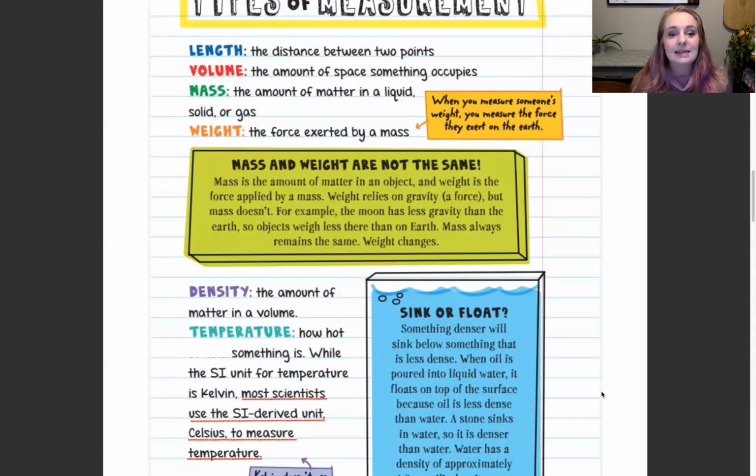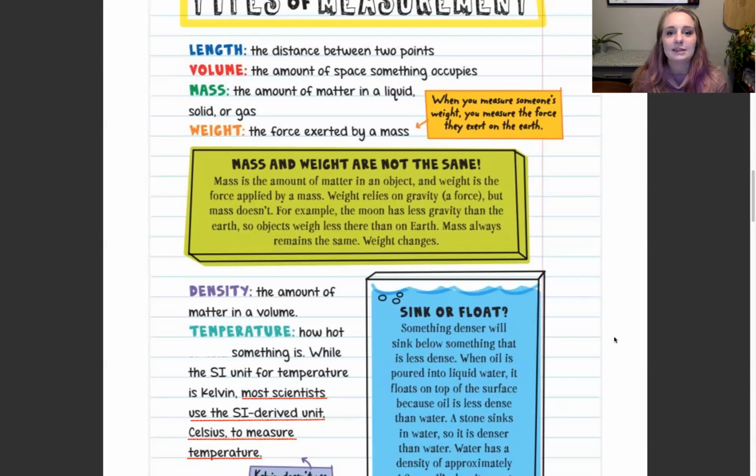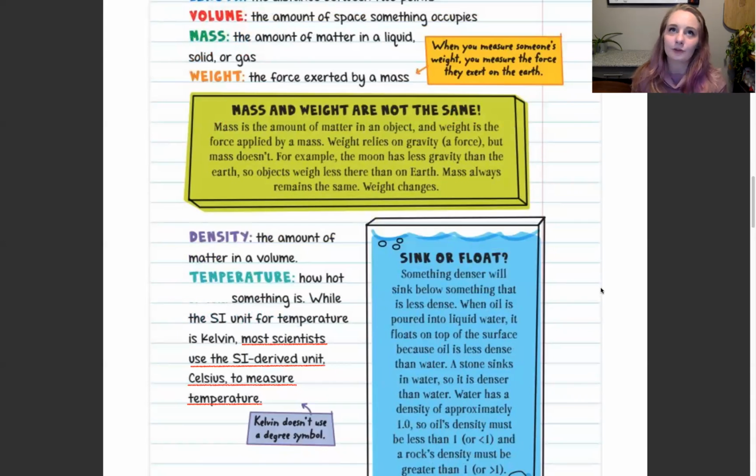So mass is the amount of matter in an object, where weight is the force applied by a mass. So weight relies on gravity, but mass doesn't. For example, the moon has less gravity, so objects weigh less there than on the earth. And mass always remains the same. Weight changes if you're on a different planet or in a different part of the universe.